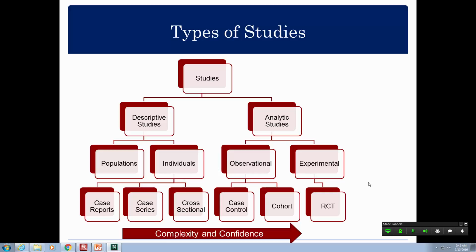Again, the ones on the left here are primarily descriptive. Their purpose is really just to describe interesting findings. You're probably not doing a lot of hypothesis testing in these studies, or if you are, you're framing that in terms of the results being hypothesis generating.